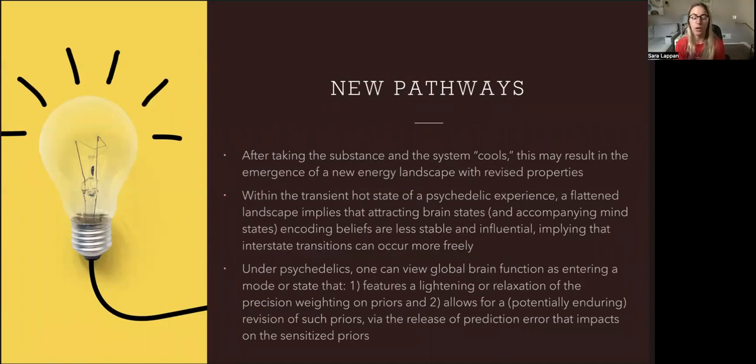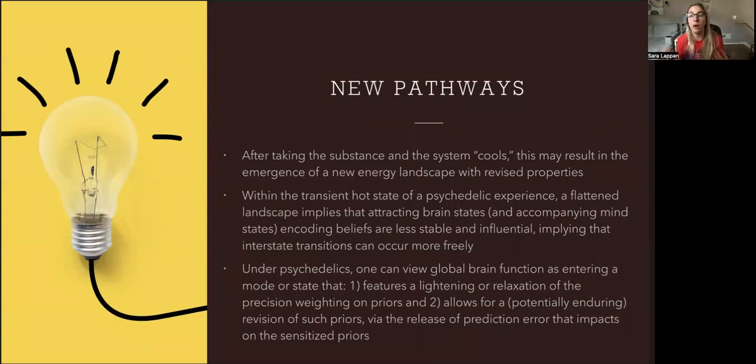So under psychedelics, one can view global brain functioning as entering a mode or state that features a lightening or relaxation of the precision weighting on priors. So all of these efficiency processes are dampened, discouraged, changed in some ways. And this allows for a potentially enduring revision of such priors, meaning even after someone is no longer under the influence of psychedelics, the change can stay.